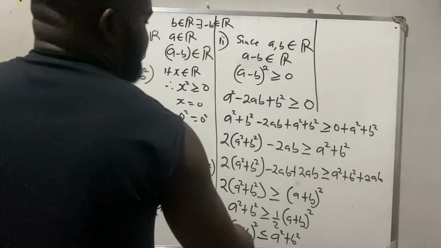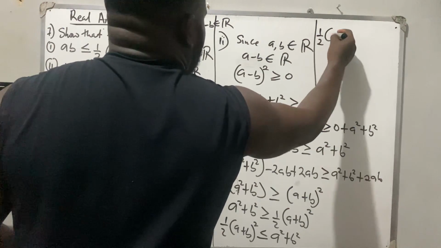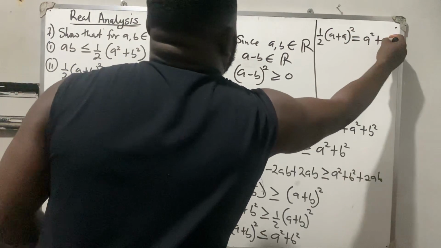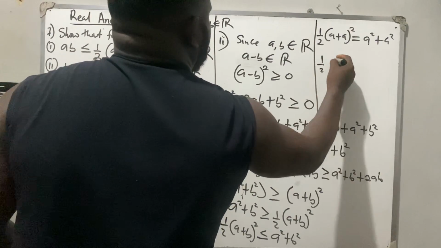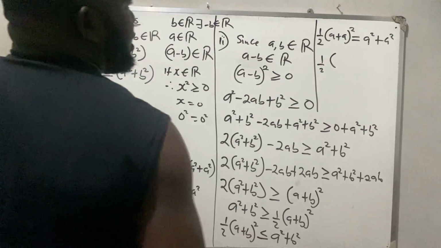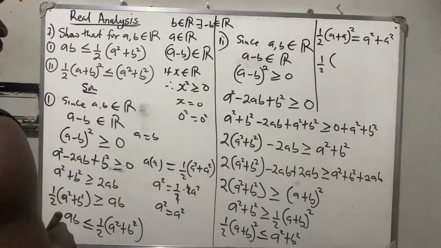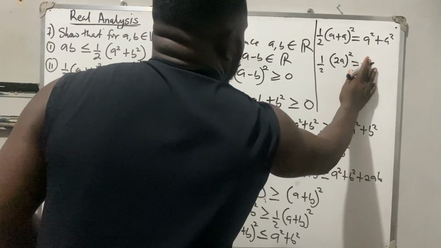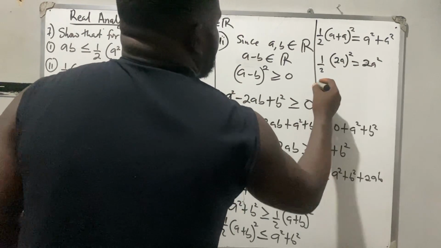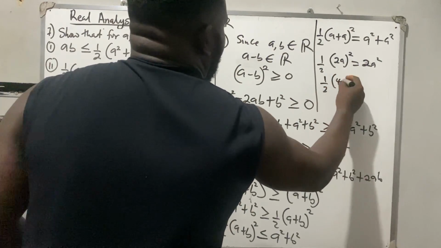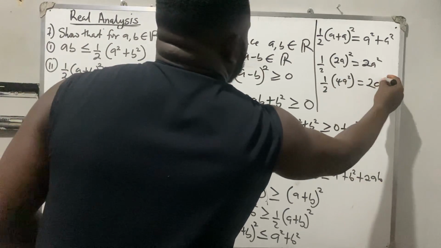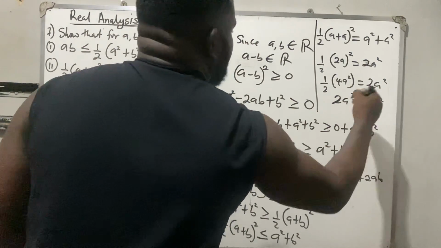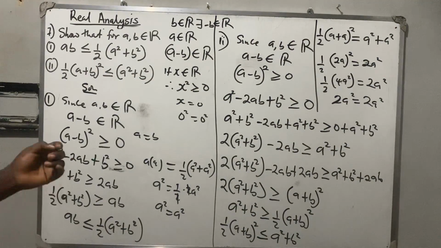So let's put it here. If a is equal to b, I have that 1 over 2 into a plus a all squared must be equal to a squared plus a squared again. So I have 1 over 2 into this, and a plus a will give you 2a all squared is equal to 2a squared. So this is 1 over 2 into 4a squared is equal to 2a squared. So this takes care of this. You see that 2a squared is equal to 2a squared. So the equality holds only when a is equal to b.